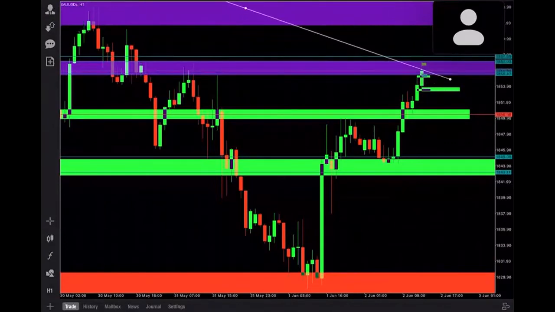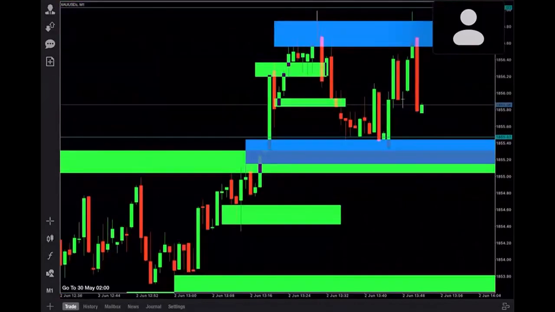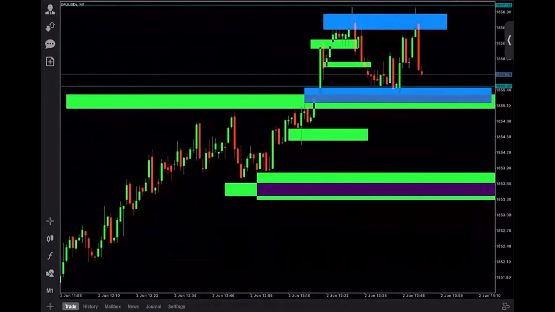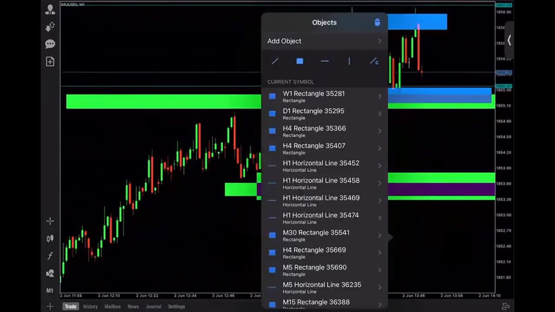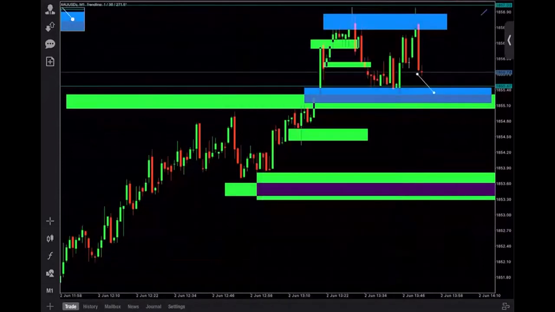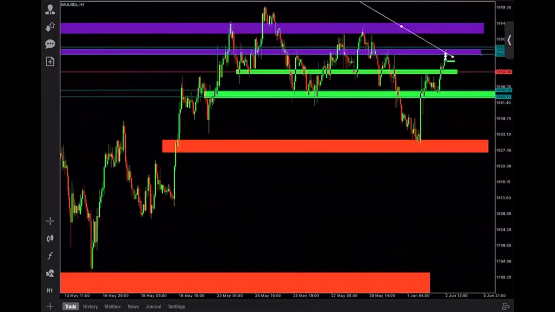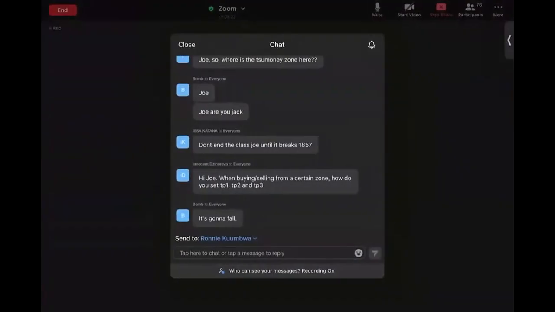Could be, because right now the movement is just stuck. It's very slow now, so I think it's just going to take some time. It's going to break this one, come here. But at the end of the day, I think it's going to be moving to the high zone here, though it could come back down a bit and then come here. Don't end the class, Joe, until it breaks 1857.